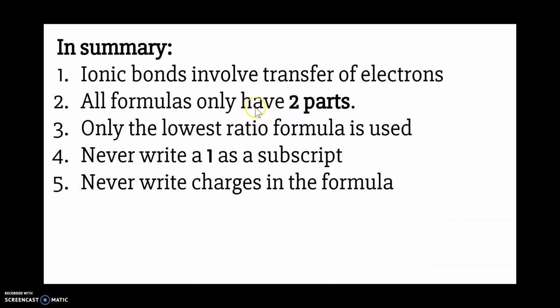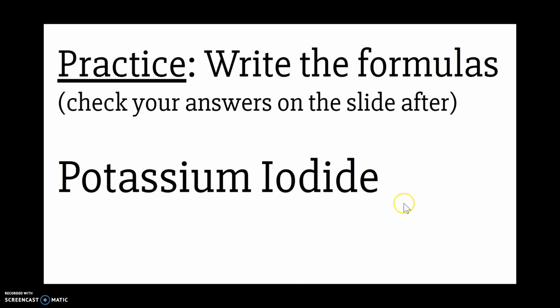Okay, in summary, ionic bonds involve the transfer of electrons. Each formula in an ionic bond has 2 parts. They have a positive part and a negative part. Only the lowest ratio formula is used, which is usually what you have anyway. We never use 1 as a subscript because it's redundant. If I say Ca with a 1, Ca means 1. I don't need to write it again. And then, this is very important, never write charges in the formula. When we swap and drop, we do not take the charges with us. We just take the number because we're making it neutral.